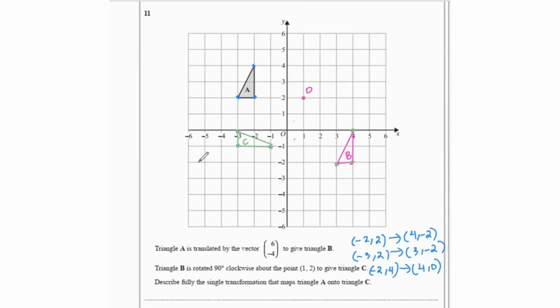around the point -4, 1. 90-degree clockwise rotation. That is for A to C.